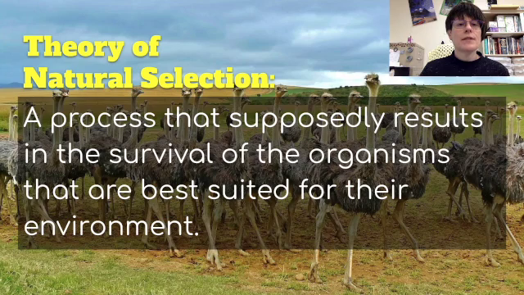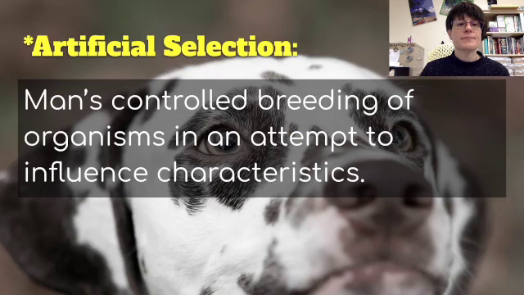Also part of his theory is the theory of natural selection. This is a process that supposedly results in the survival of the organisms that are best suited for their environment. Because as we can see here, there are many ostriches, okay? But not all of these ostriches will necessarily survive. Darwin would say that the ones that survive would be the ones that are best fit for the environment.